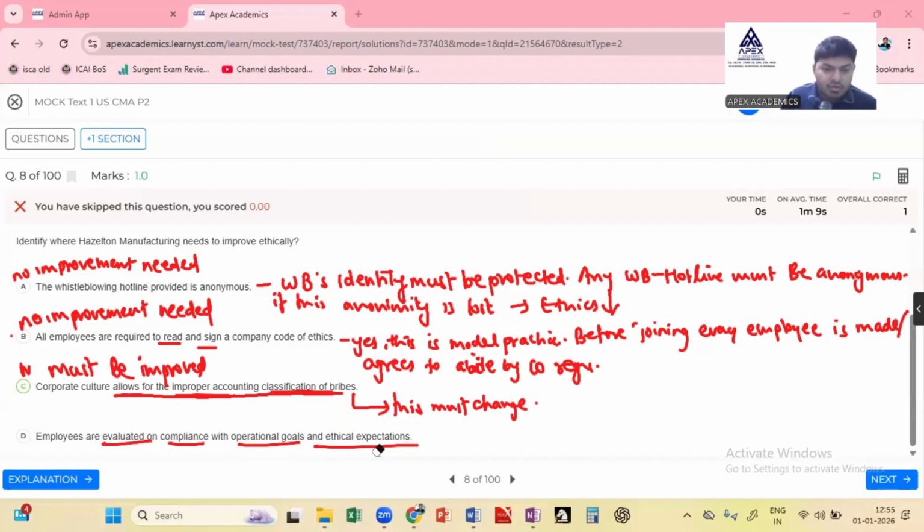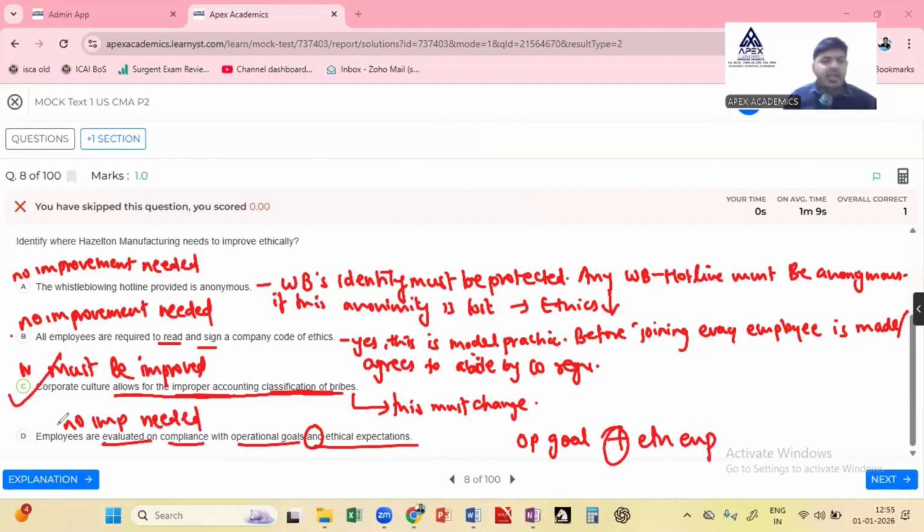Ethical expectation also has to be satisfied. Remember, it is not operational goal or ethical expectation, it is operational goal plus ethical expectation. Both have to be satisfied. Again, over here, no improvement is needed. So, where is improvement needed? It is needed for a corporate culture that allows for an improper accounting classification with respect to bribes. Therefore, for question number 8, your answer is option number C.